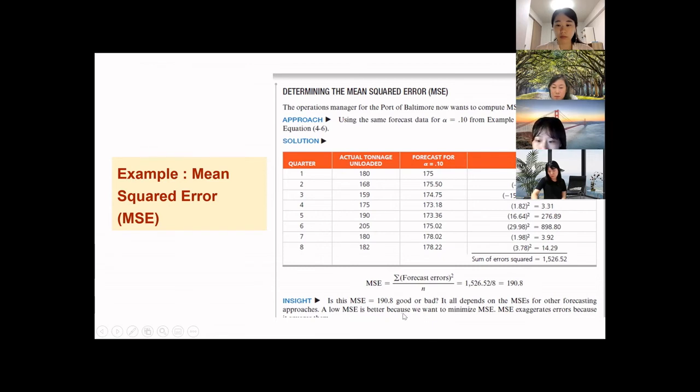So a low MSE is better. So normally, when you look at this mean squared error, the lower the value, the better. Okay, we don't want a high mean squared error value. Okay, so that's why you can have a different forecast. You can forecast for alpha for different values or different methods that is being used. Okay, that is mean squared error.